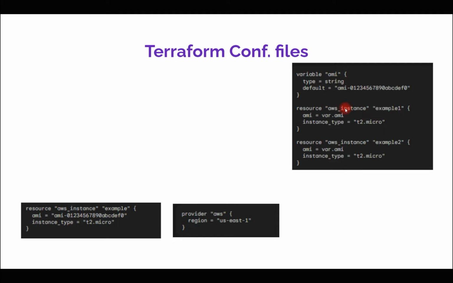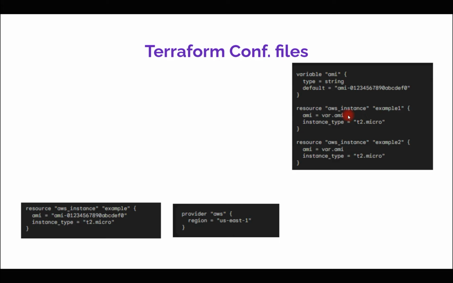Next file is the variable file. This file defines any variable that we want to use in our Terraform configuration. For example, here you can see the variable we are taking is AMI. The type of this variable is string and the value of this variable is this AMI ID. With the help of this variable, we can create one resource here, and another resource here.